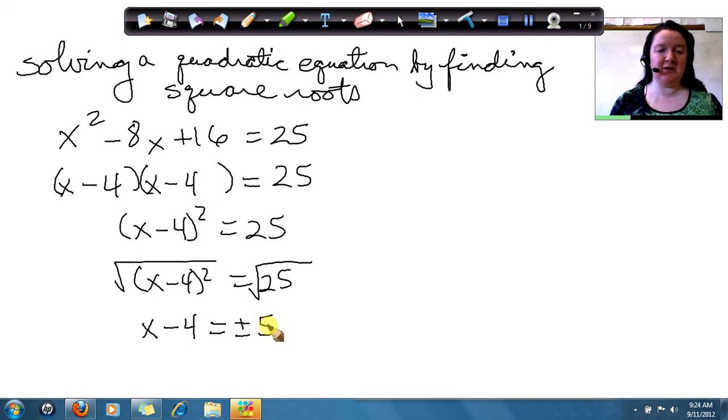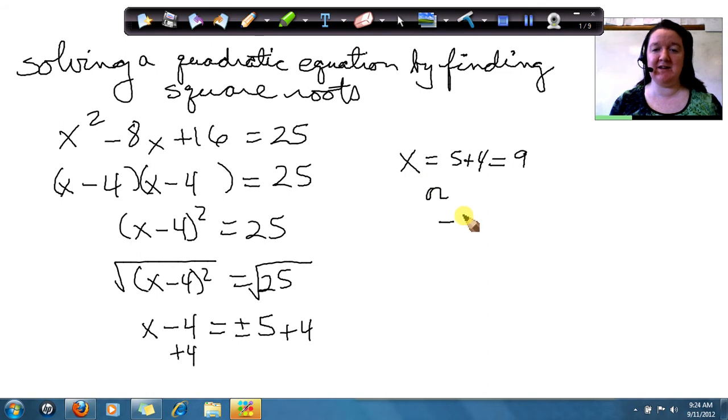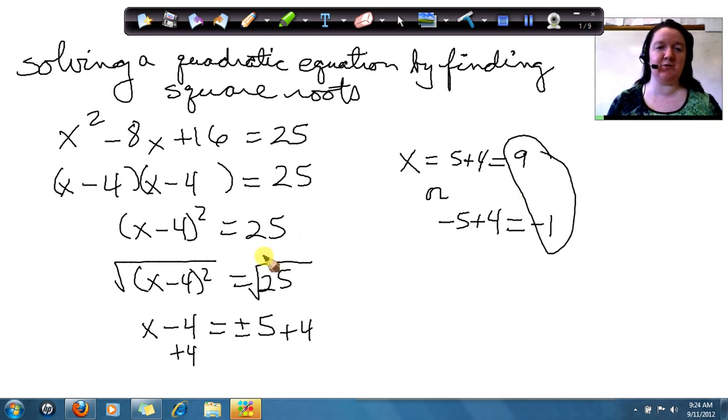5. Now if I want to solve for x, I'm going to add 4 to both sides. So now I need to figure out the two values that I can have. I have 5 plus 4, which gives me 9. Or I could have a negative 5 plus 4, because that's the other option, and have a negative 1. So these are my two solutions when I'm taking the square root of a quadratic equation.